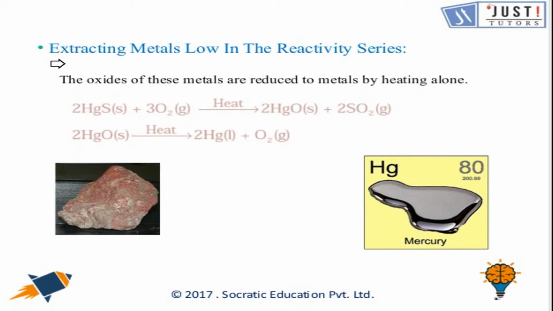So extracting metals low in the reactivity series. For that we use the heating process. The oxides of these metals are reduced to metals by heating. First of all, we heat the sulfide ores, so you get the oxide form, and then we again heat them, so we get the pure metal. And here is the example of mercury shown to you. So cinnabar, the ore form of mercury, is heated to get the mercury in the pure form.